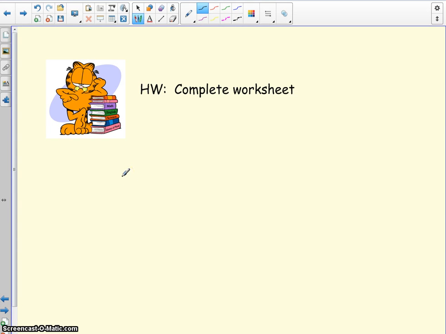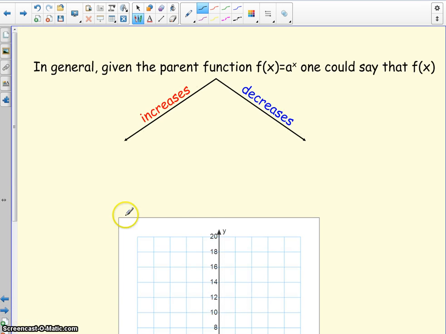Okay, so that does it for the investigation. Okay, so you've done the worksheet already. If you haven't completed the homework from that, please do so now. And when you're ready, you can move on to the rest. Okay, so if you are finished that, let's just summarize here.